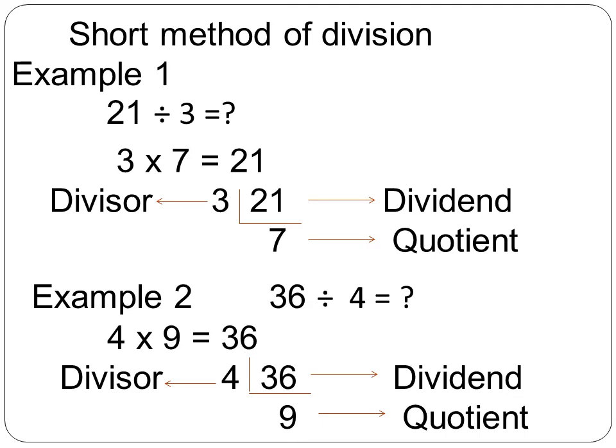Here is one more example, 36 divided by 4. So you have to say table of 4. 4 nines are 36. So I am placing the number 9 below 36. So here 4 is the divisor, 36 is the dividend, 9 is the quotient.